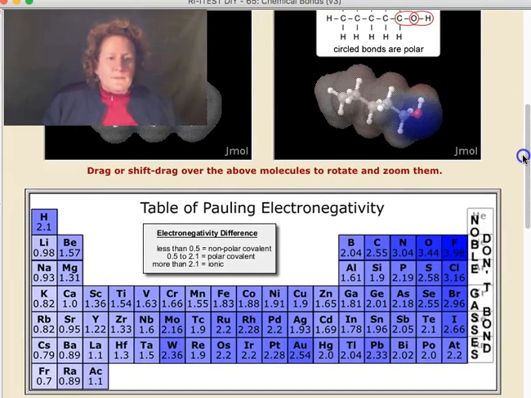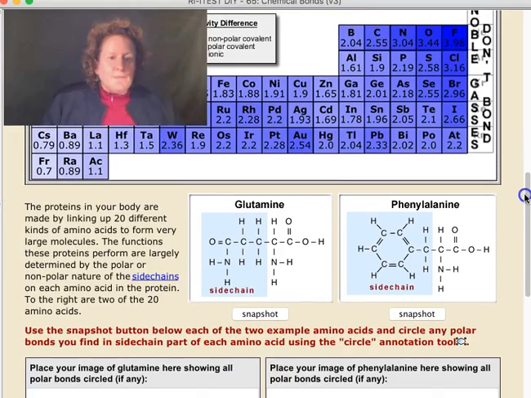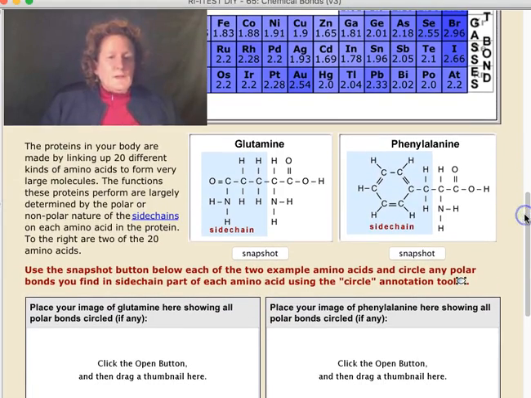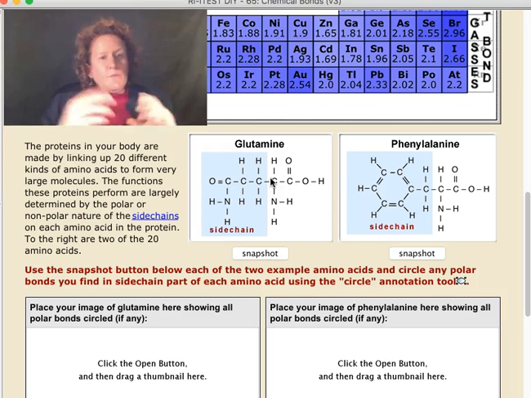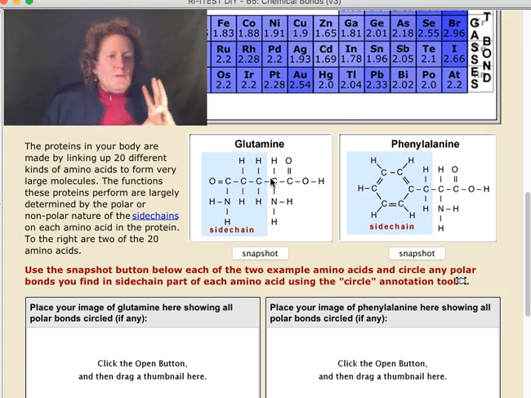Let's go down a little bit. So in order to make some predictions, we can use our periodic table of electronegativity again. Let's look at a couple of large molecules that happen to be amino acids. If you remember from biology, the amino acids bond together in very particular sequences, and whether an amino acid is polar or nonpolar affects the shape of the protein. So we're trying to decide whether these two amino acids are going to be polar or nonpolar.